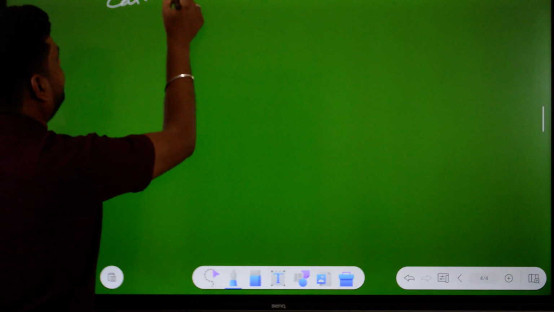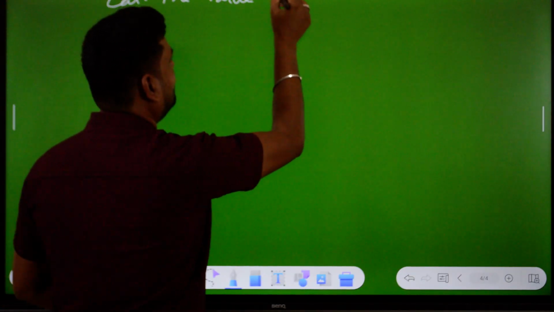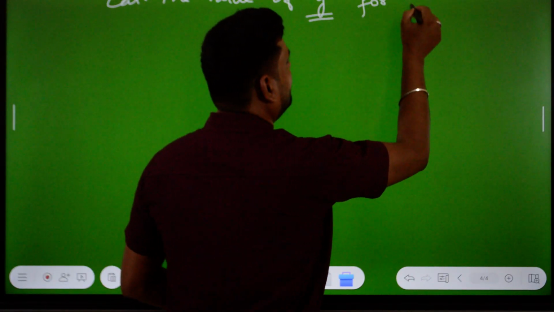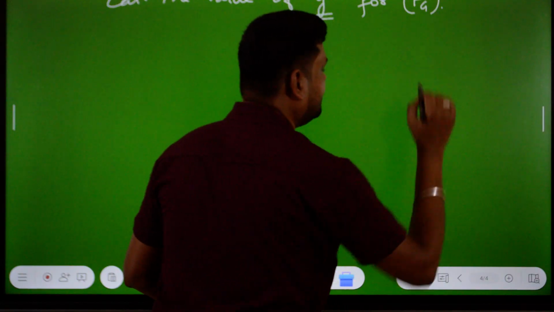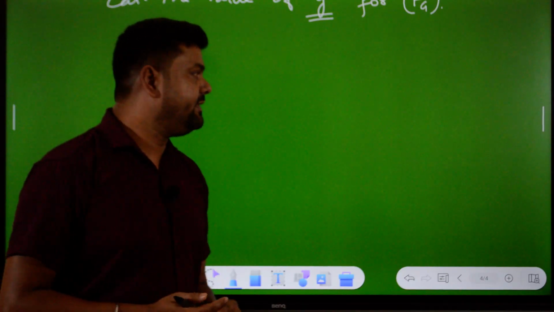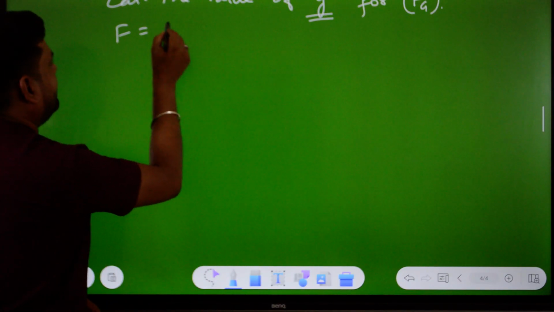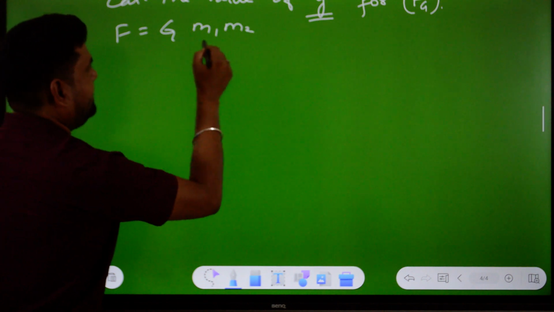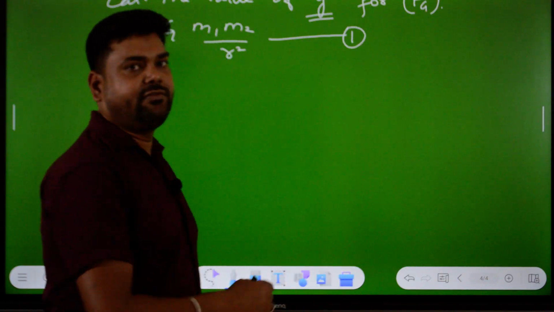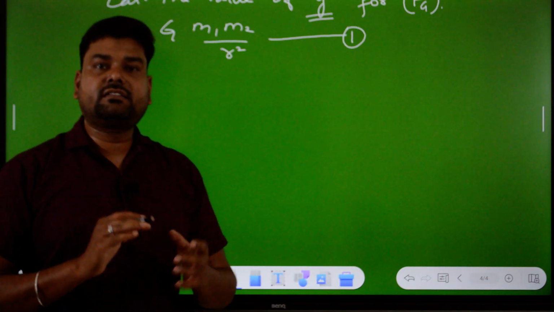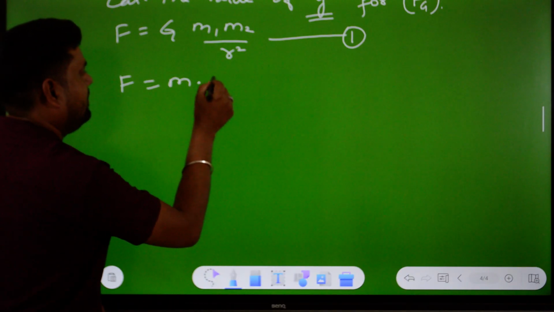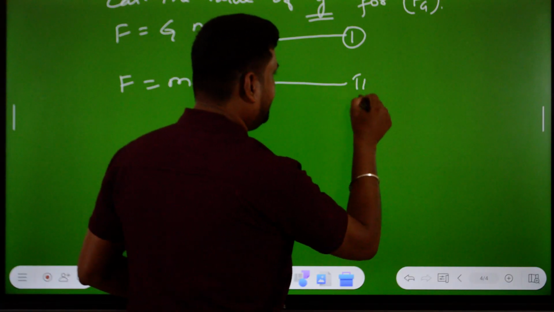Calculating the value of small g, that's acceleration due to gravity, from the formula of force. Is that okay? Now when we discussed this, what was the first thing we discussed? It was F is equal to G m1 m2 upon r square. That was the first formula that we have discussed. And there is a very basic formula of force that we have read from the very start of life, isn't it? Force is equal to ma, mass into acceleration. I am making it equation number 2.